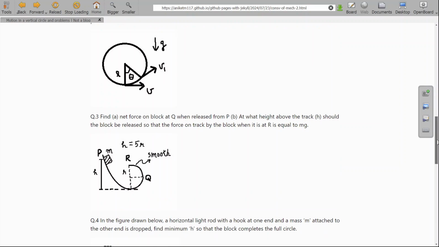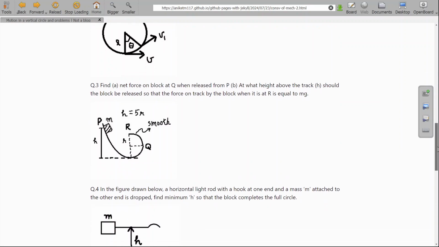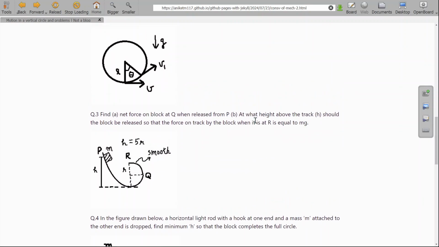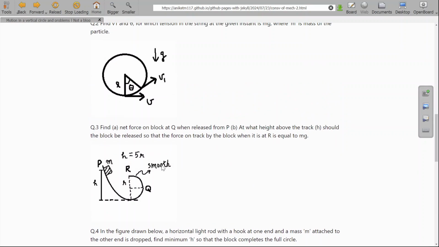Next, we have a block. Now the block is coming down a smooth surface, a smooth incline, which is a curved surface, and it ends up in a track of radius small r. So small r is related to h as h equal to 5r. So we have to find the net force on the block at Q.